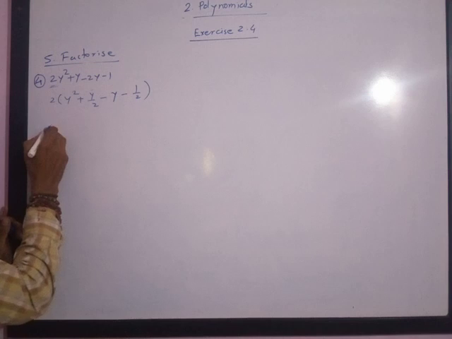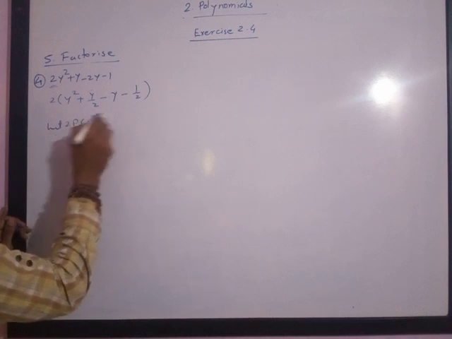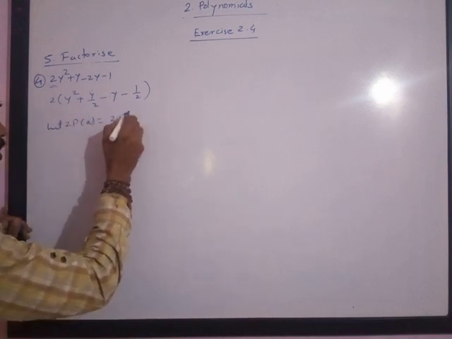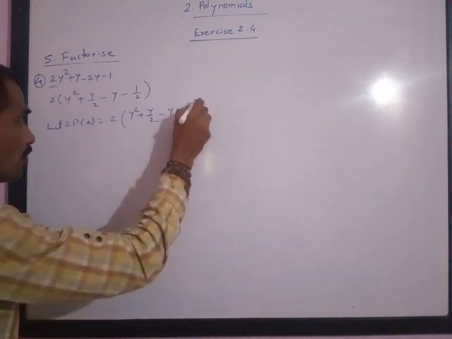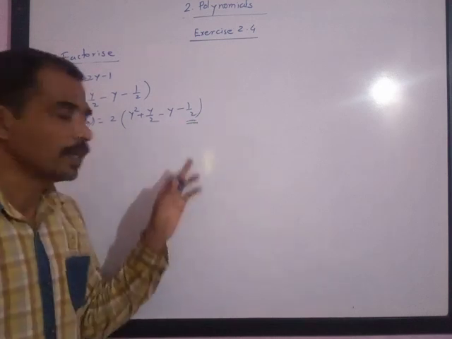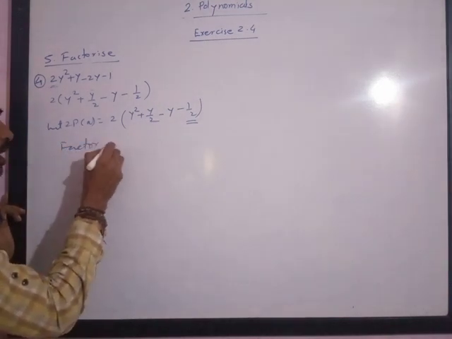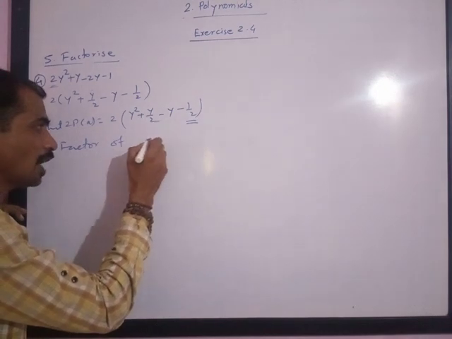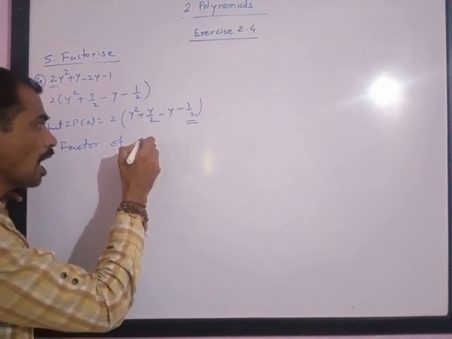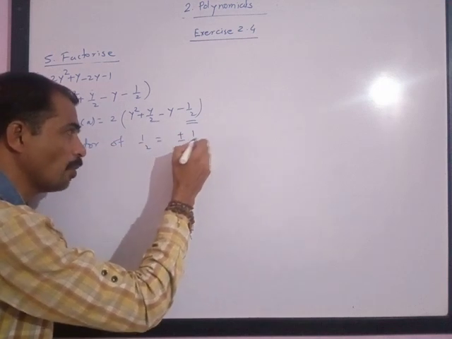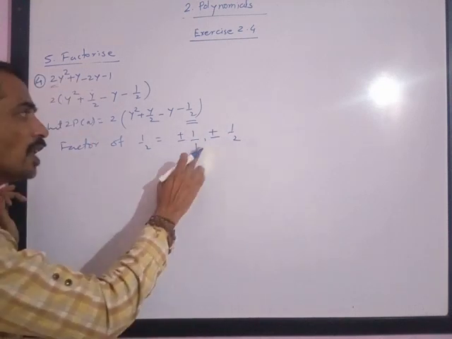Now, let this given polynomial p of y be equal to 2 times y square plus y upon 2 minus y minus half. So we need the factors of the last term. Factors of the numerator 1 are 1 itself, and factors of 2 are 1 and 2. So factors of half are plus or minus 1 upon 1, plus or minus 1 upon 2.